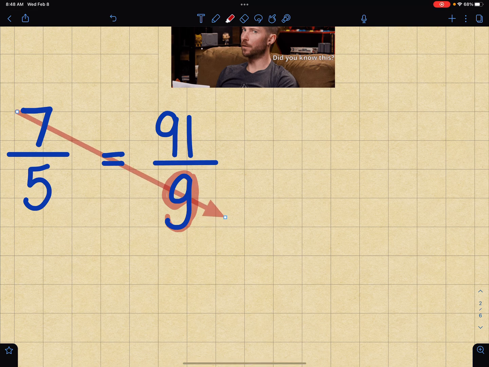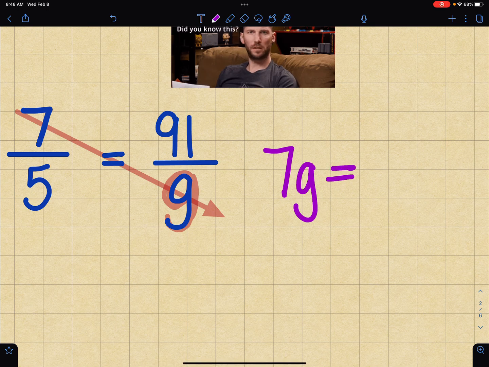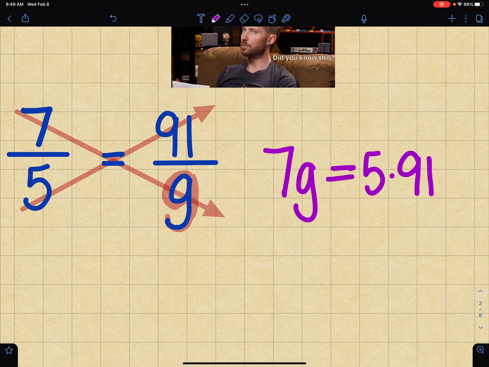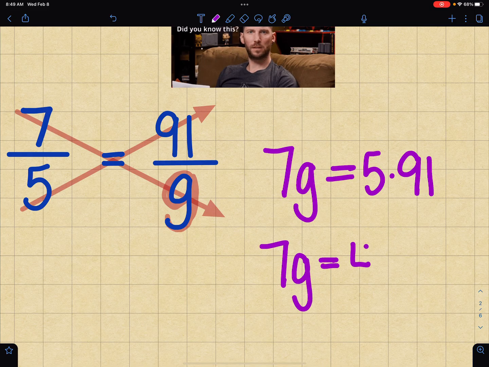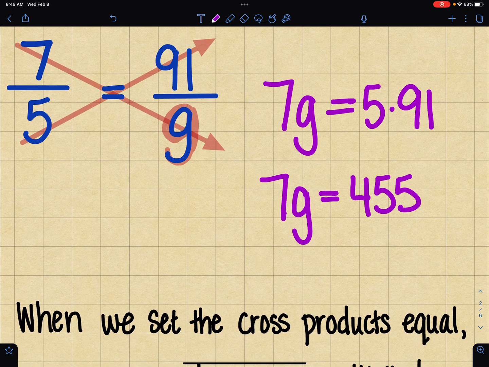On one side of the equation, I'm going to have 7 times G. What do I have on the other side? I have 5 times 91. I don't know what that is right now without a calculator, so I'm just going to write it like that. 7 times G is equal to 5 times 91. Then I get out my calculator and figure out that 7 times G is equal to 455. Now, that's easy. Let's just divide both sides by 7.